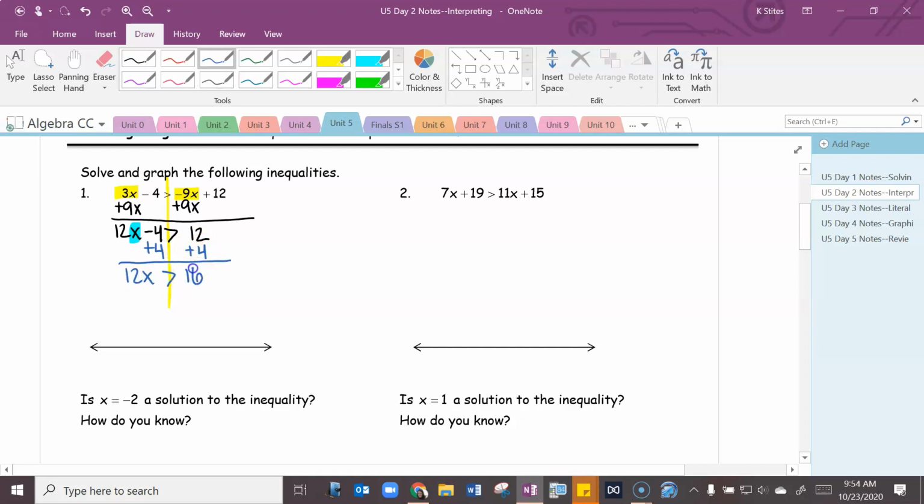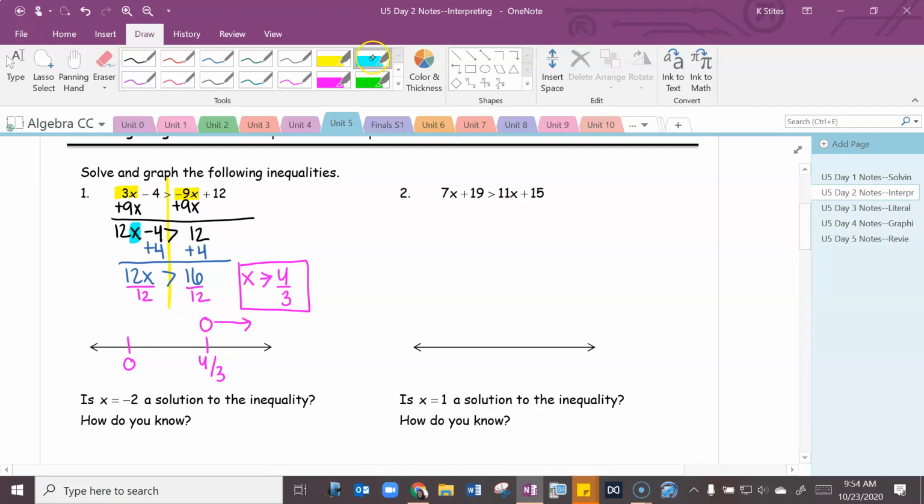12 plus 4 is 16. And then finally, we'll go ahead and divide by our 12. Notice we're not going to flip our symbol because we divided by a positive. And 16/12, both of those are divisible by 4, or you can go ahead and math frac this with your calculator, and we should get x is greater than 4/3. When we go ahead and graph this, we'll put our 0 and then our 4/3. 4/3 is positive. We should have an open dot, and our arrow is going to the right.